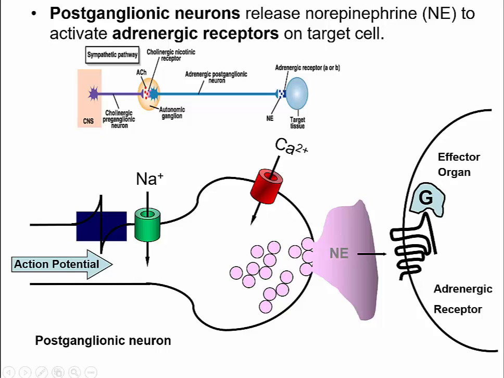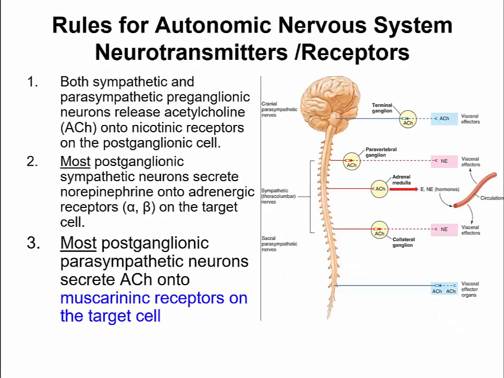Once those postganglionic neurons are activated, the action potential goes down to the end, and everything we talked about before happens here, except that the postganglionic neurons release norepinephrine to activate the receptors on the target cell, which can also be G protein coupled receptors. But they're different receptors. These are specific for norepinephrine, whereas the ones we talked about with the parasympathetic nervous system get activated by acetylcholine. General rules for autonomic nervous system neurotransmitters and receptors: both sympathetic and parasympathetic preganglionic neurons are going to release acetylcholine as their neurotransmitter, and that neurotransmitter is going to bind to nicotinic receptors on postganglionic neurons.